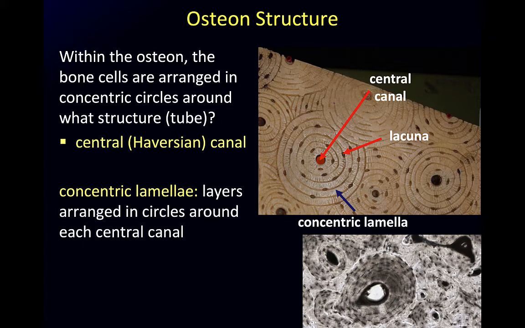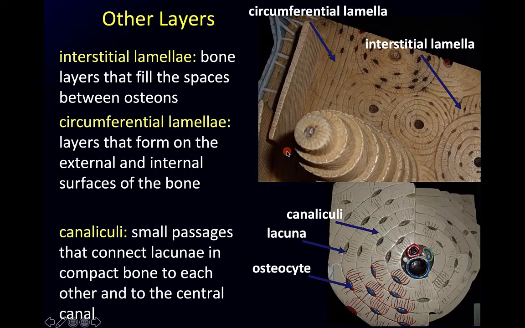We have surrounding this concentric lamellae. These are layers, and concentric means that they are circle within circle, or we could say nested circles. So close to the central canal, I have a very small layer, and I have a bigger layer around that, and an even bigger layer around that. Of course, I can see the lacunae where we have our osteocytes residing as well.